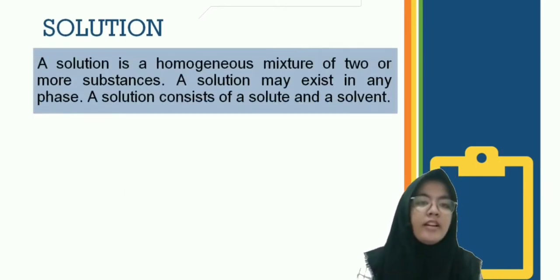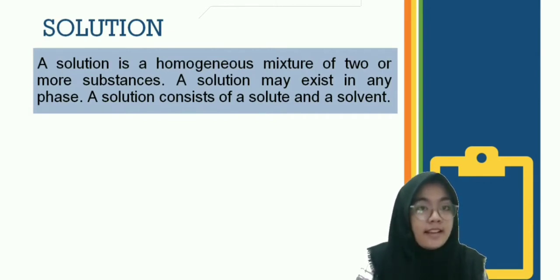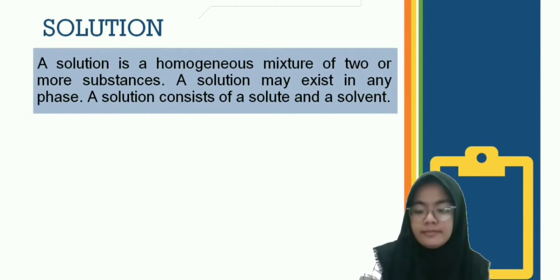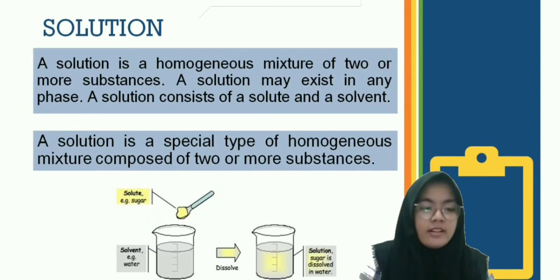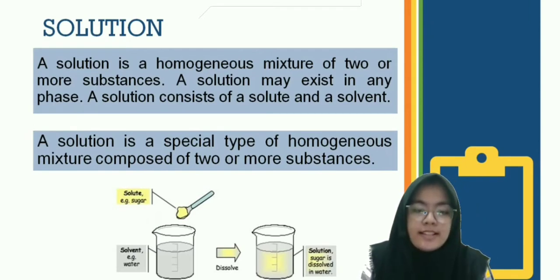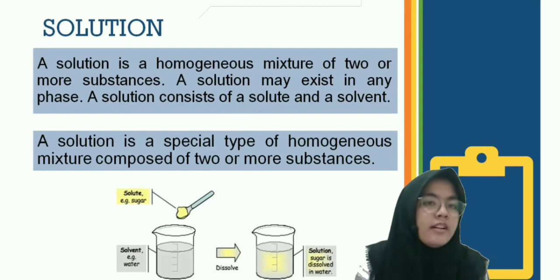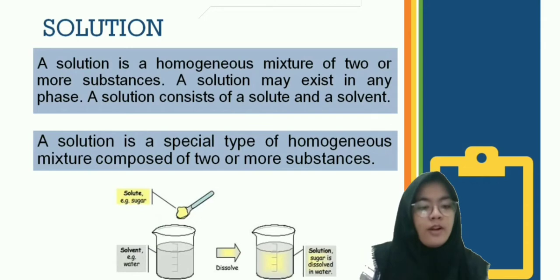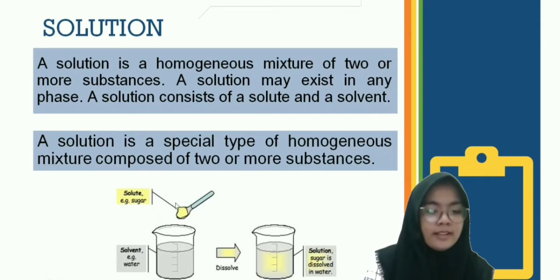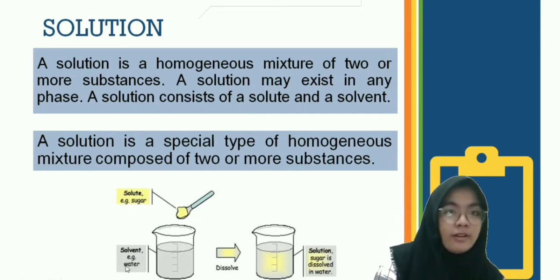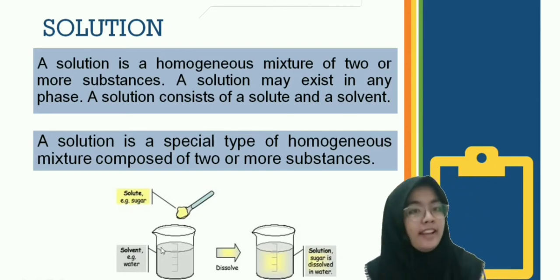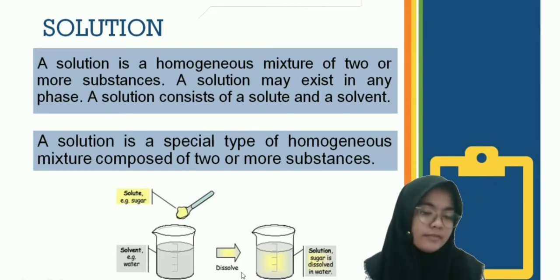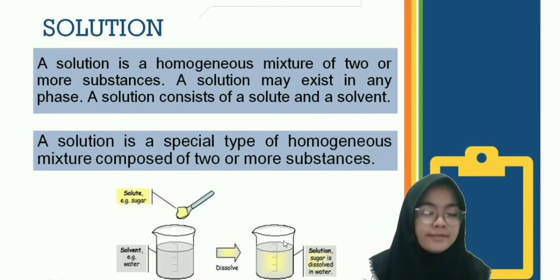Solution. A solution is a homogeneous mixture of two or more substances. A solution may exist as any phase. A solution consists of a solute and a solvent. The simple definition: a solution is a special type of homogeneous mixture composed of two or more substances. Example: the solute is sugar and the solvent is water. Sugar in water is dissolved, so it is called a solution.